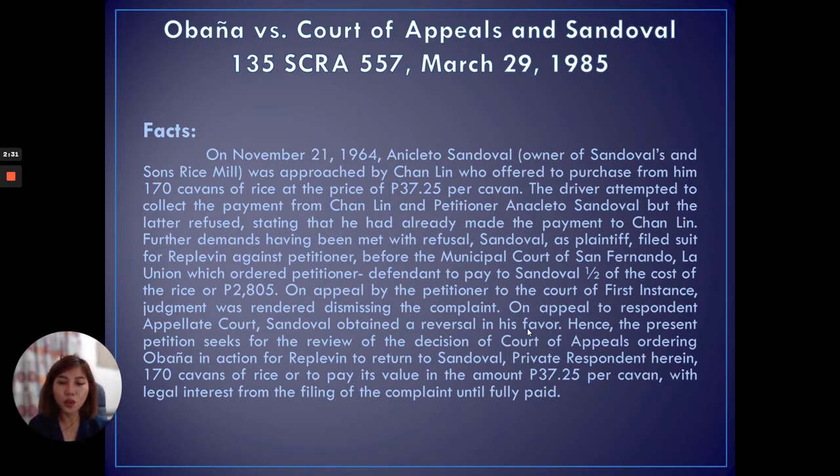Further demands having met with refusal, Sandoval as plaintiff filed suit for replevin against petitioner before the Municipal Court of San Fernando, La Union, which ordered petitioner-defendant to pay to Sandoval one-half of the cost of the rice, or 2,805 pesos. On appeal by the petitioner to the Court of First Instance, judgment was rendered dismissing the complaint. On appeal to the Respondent Appellate Court, Sandoval obtained a reversal in his favor. Hence, the present petition seeks the review of the decision of the CA ordering Ubania in an action for replevin to return to Sandoval, private respondent herein, 170 cavans of rice, or to pay its value in the amount of 37.25 pesos per cavan, with legal interest from filing of the complaint until fully paid.